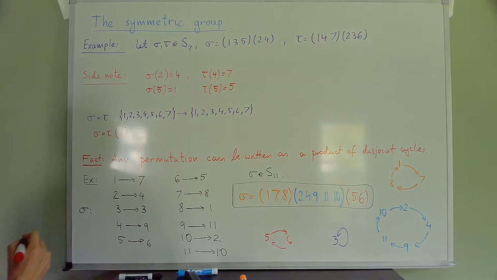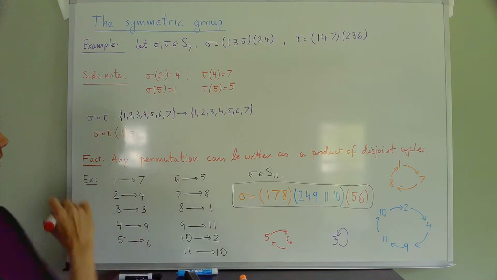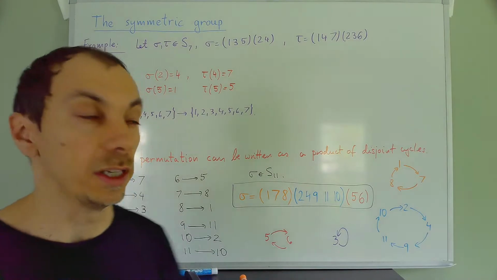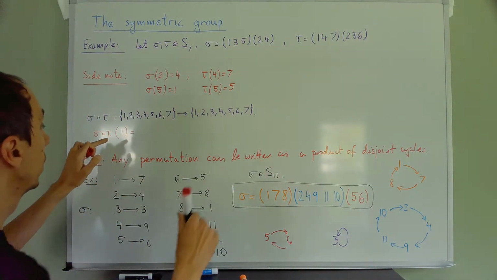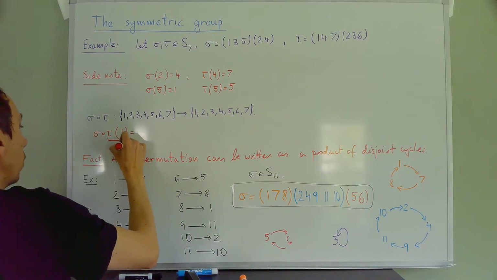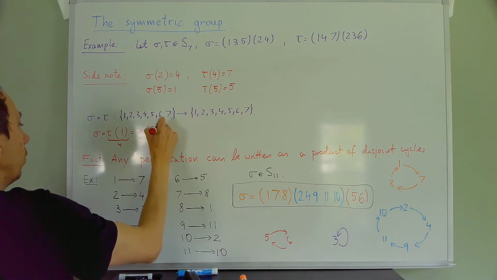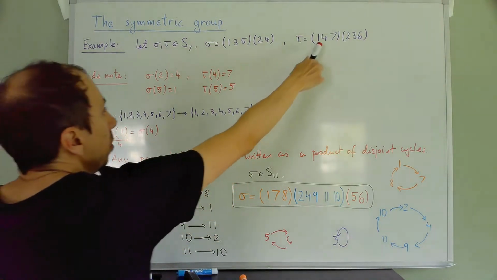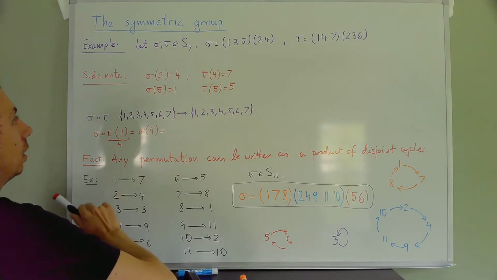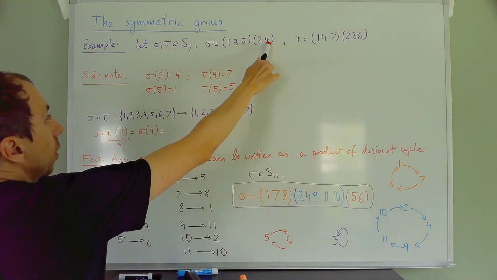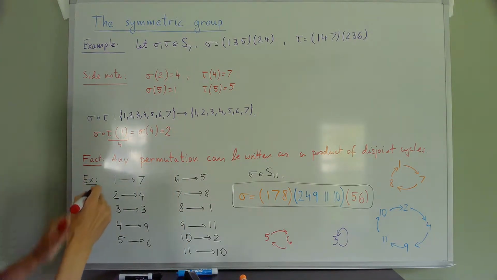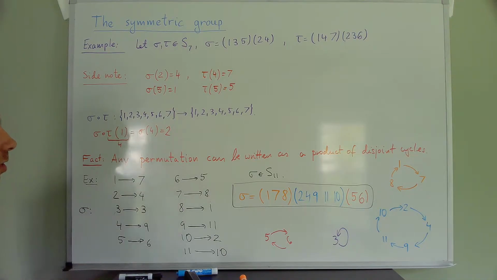What does it do to 1? So that's composing things, right? The composition always starts on the right. So what does tau do to 1? Tau maps 1 to 4. So tau of 1 is 4. So this is just sigma of 4, right? What is sigma of 4? What does sigma do to 4? 4 is mapped to 2. So that's 2. So sigma composed with tau of 1 gives you 2.